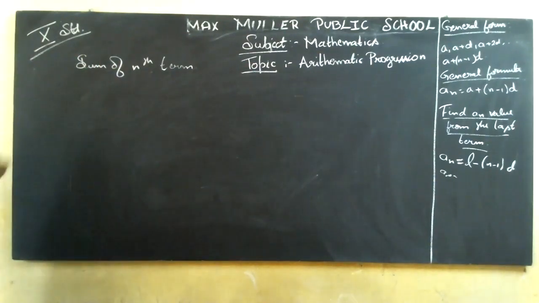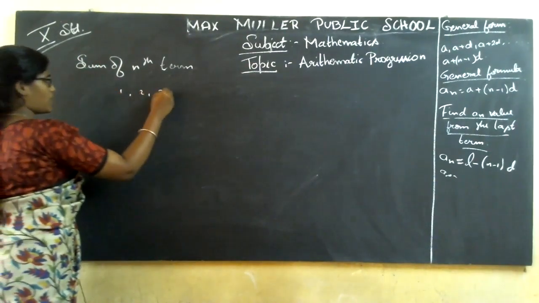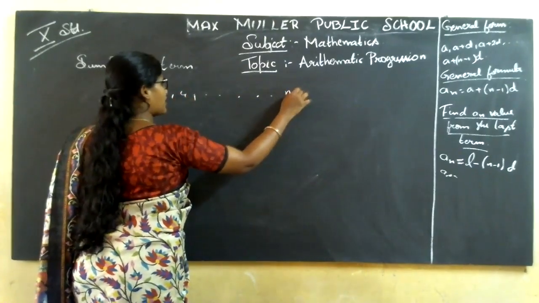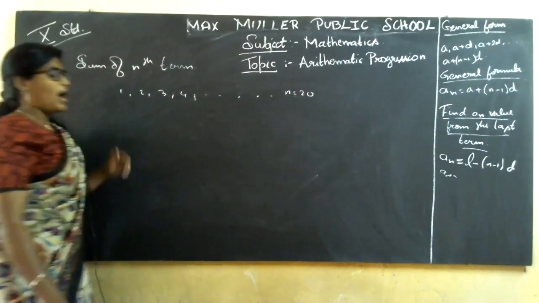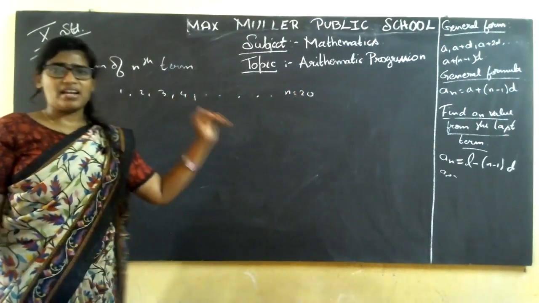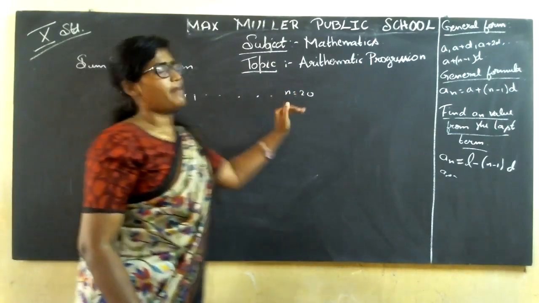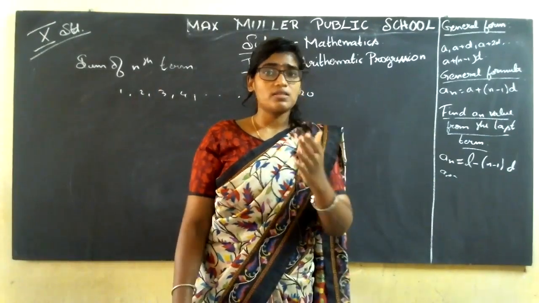How is that? Now if I have the sequence 1, 2, 3, 4 and it goes on, and if I ask you, in a given AP, find the sum of 20 terms, then what is the formula?